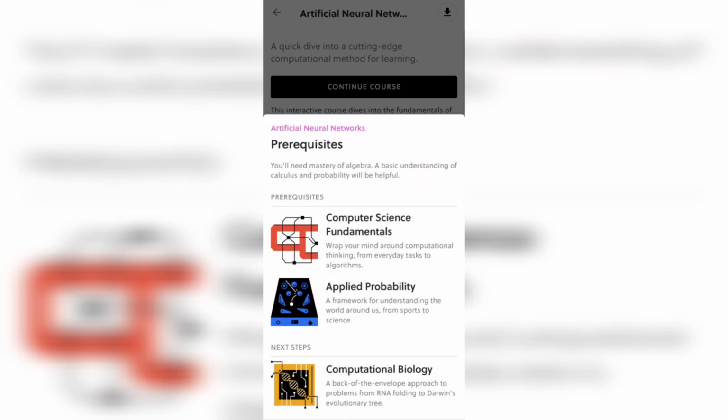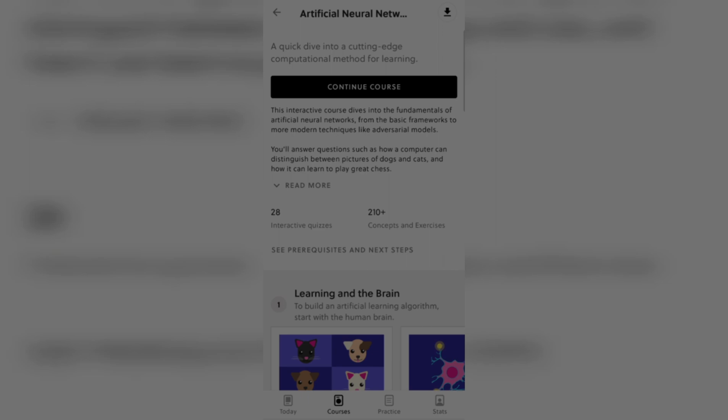And they also have prerequisites. So they suggest you do computer science fundamentals, applied probability, and computational biology is the next. So the prerequisites are the first two. Like I said, and I didn't finish the idea, they have machine learning courses, so computer science courses, but they have prerequisites that can help you build upon the knowledge that will be helpful, that make up for machine learning. So in this case, mathematics and statistics.